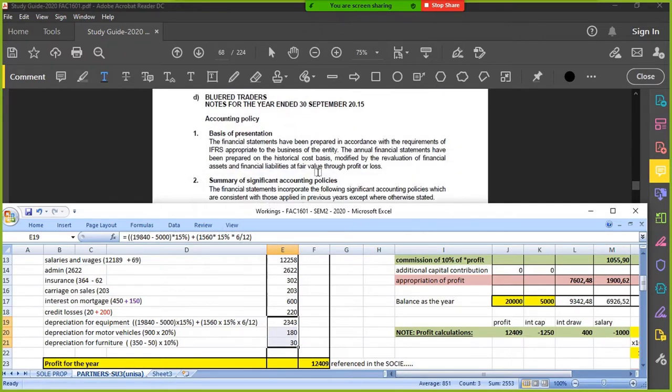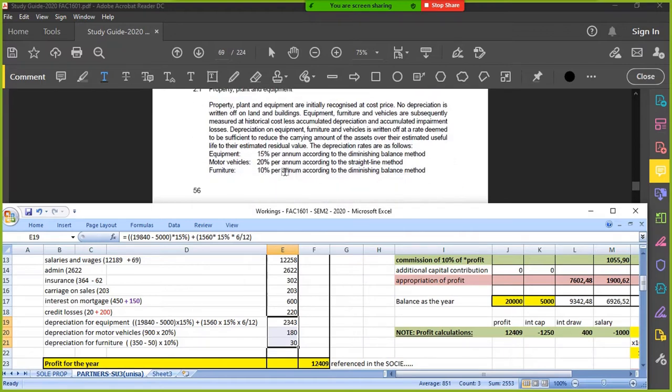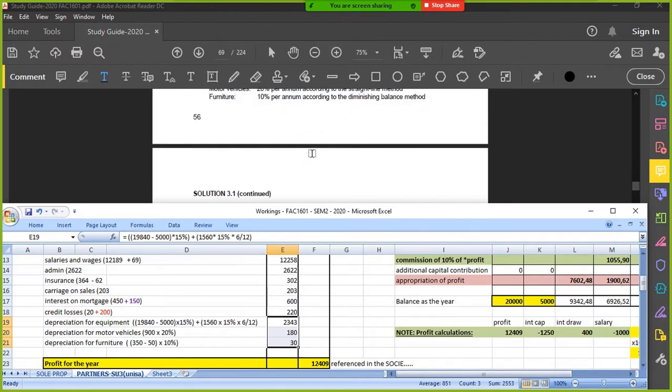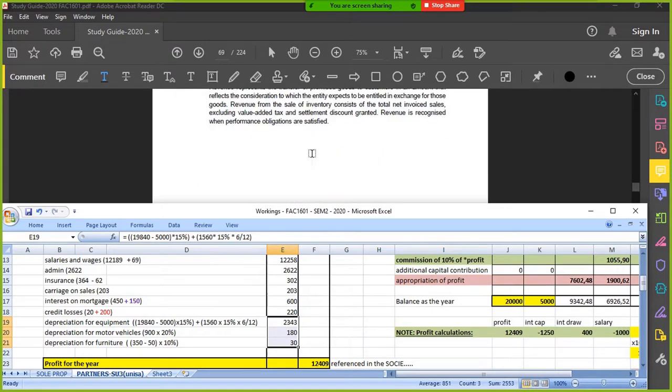Let's see. 2.1. Here's depreciation. Equipment 15%, I used 15%. Motor vehicles 20%, I used 20%. Furniture 10%, I used 10%. Diminishing balance, I used diminishing balance for the 2 and I used straight line for the 1. Yeah, that's right. Let's see their working. Is there any other working here that we can look at?